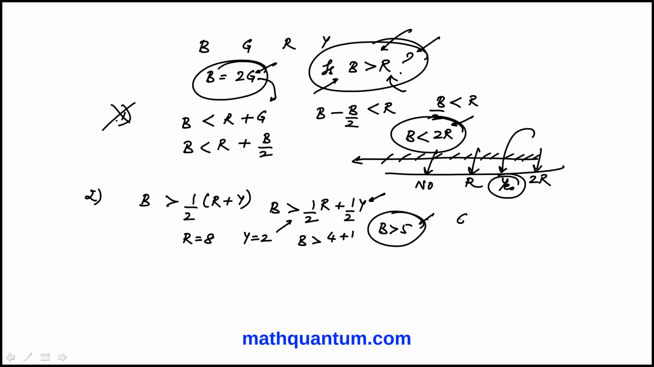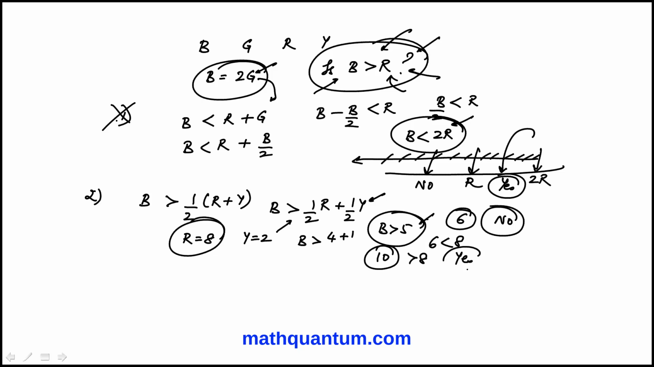Now, if B is 6, that answers the question as a no, because R is 8, and 6 would be less than 8. But if B was 10, that becomes greater than 8, and that would answer the question as a yes. So we have a yes and a no. Statement 2 alone is insufficient.